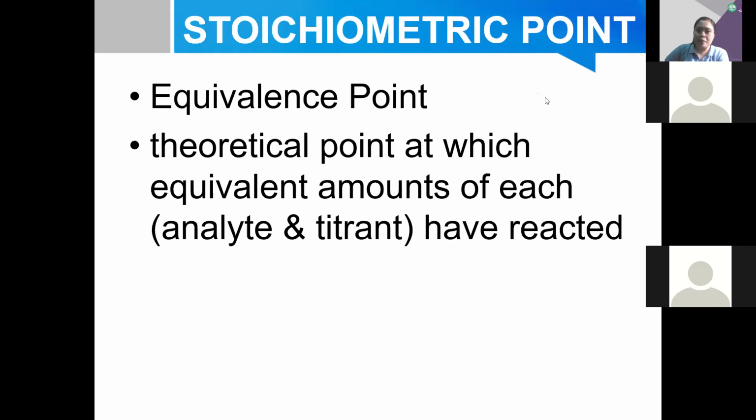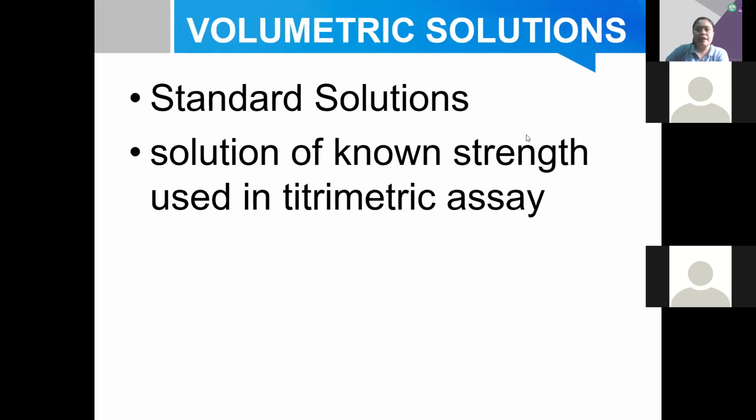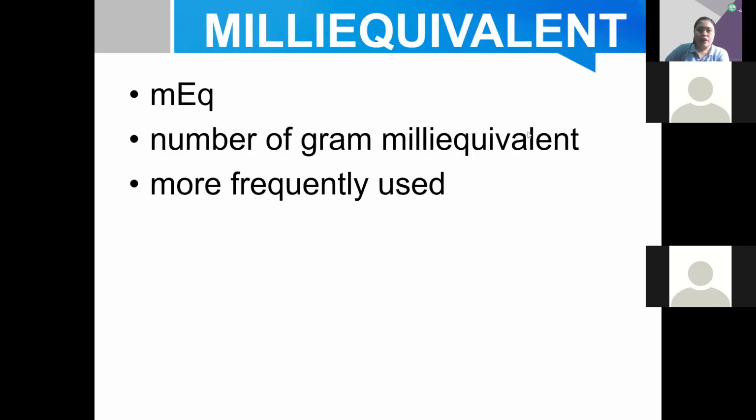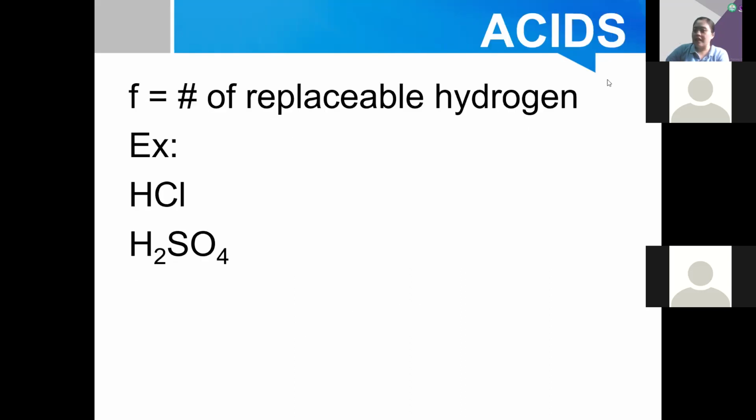This stoichiometric point is just a theoretical point, but we cannot really see it. We cannot observe it through our naked eye. It's just an estimation that equal amounts of the titrant and the analyte have reacted already. Okay? So, that's it. Anything else on milli-equivalent and equivalent?